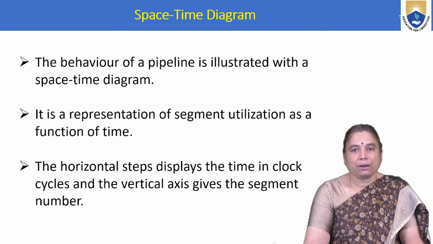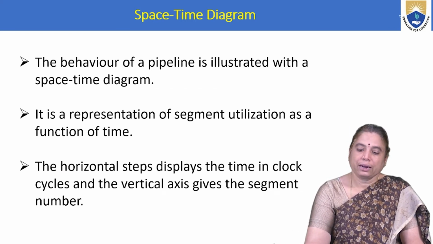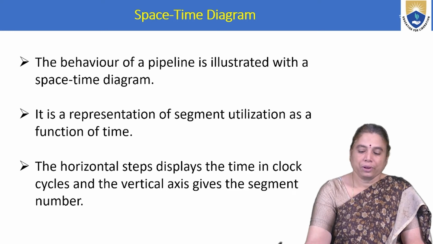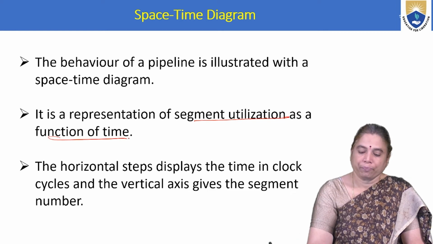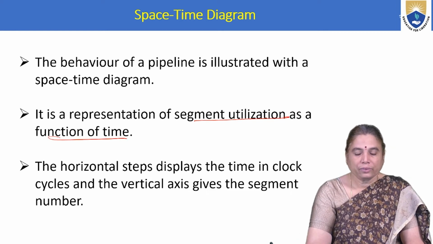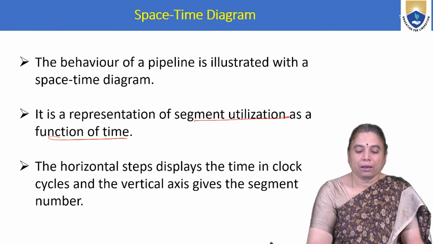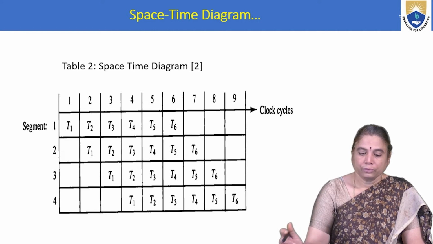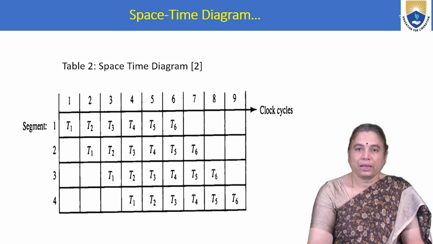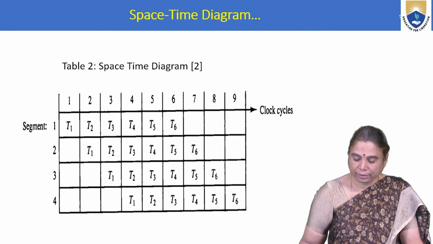So the behavior of the pipeline can be illustrated with the space-time diagram. It is a representation of segment utilization as a function of time. The horizontal axis displays the time in clock cycles and the vertical axis gives the segment number. So this is the space-time diagram of the pipeline example that we discussed.